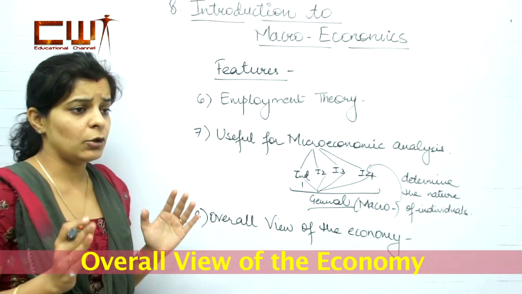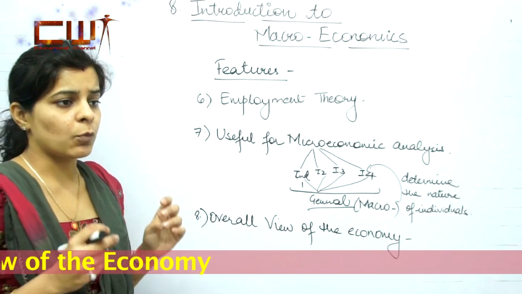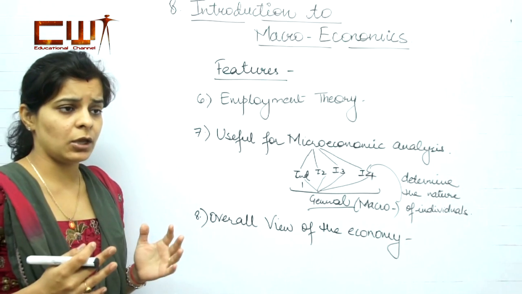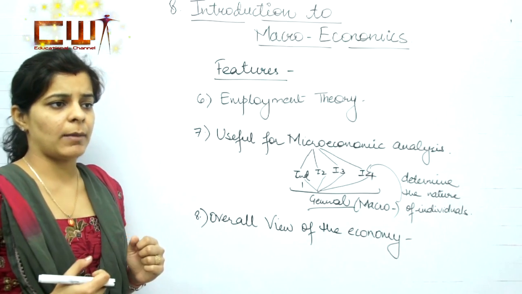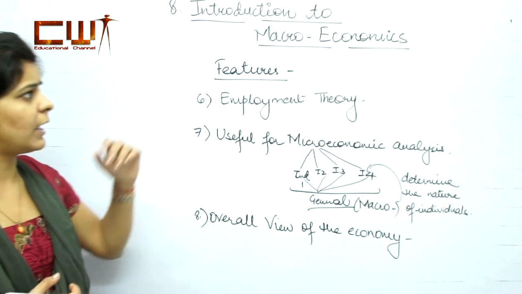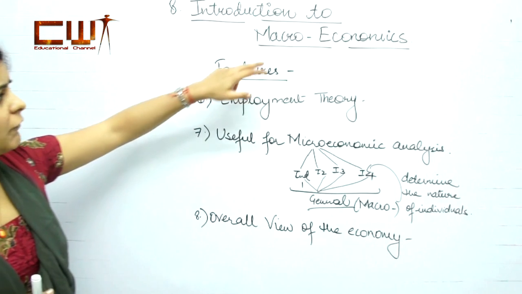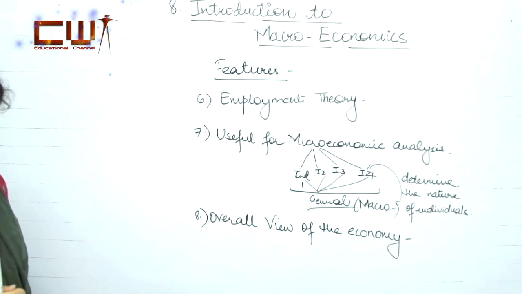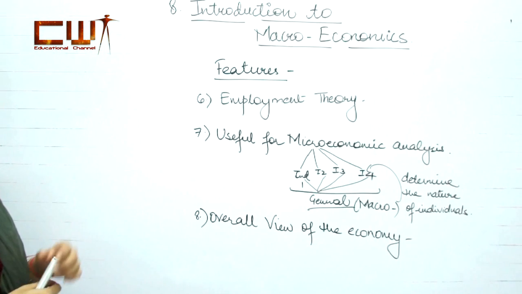So it gives the overall view of the economy, how the economy is running, which factors are pushing the economy, which factors are pulling it back. So the overall view of the economy can be generated with the help of macroeconomics and the various laws and policies that macroeconomics has produced. So these were the features of macroeconomics.